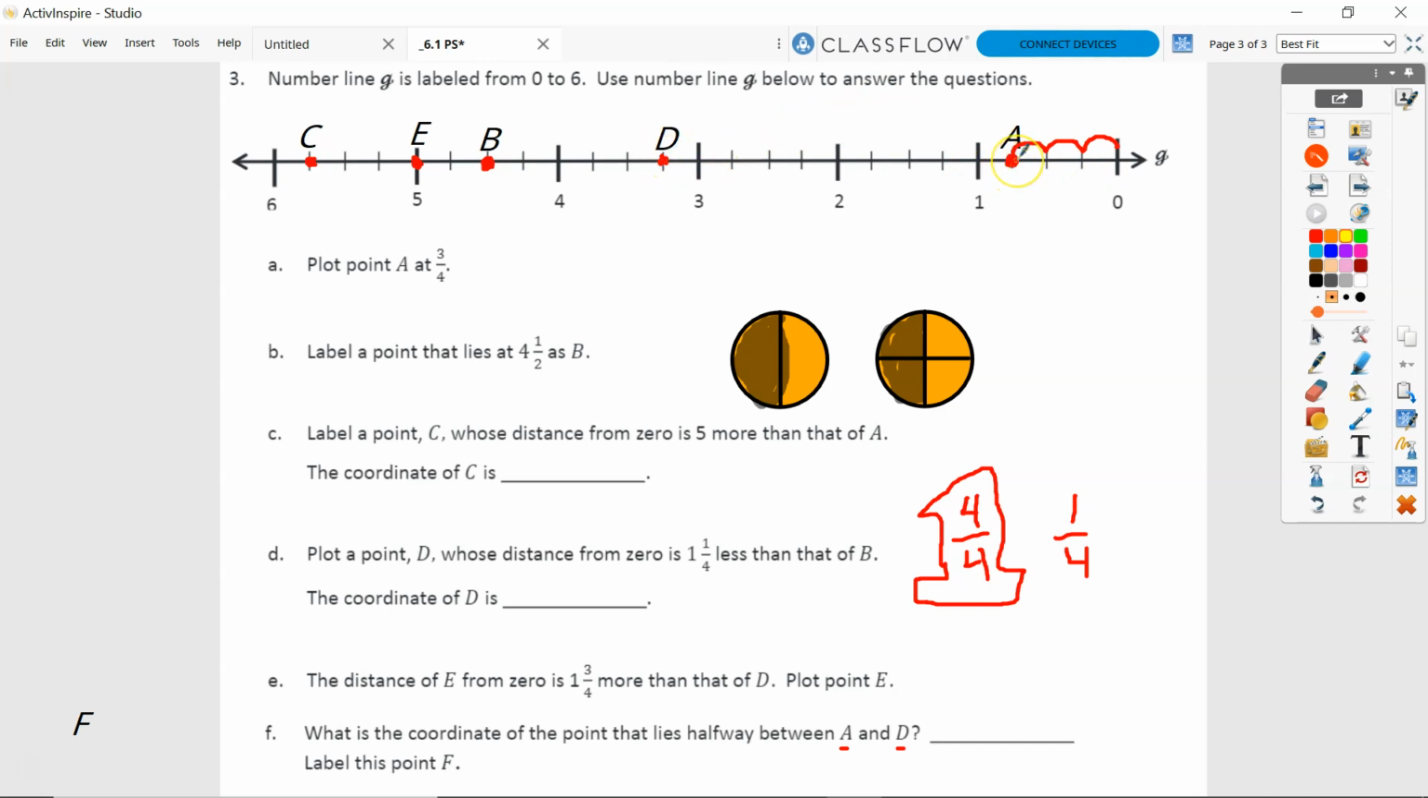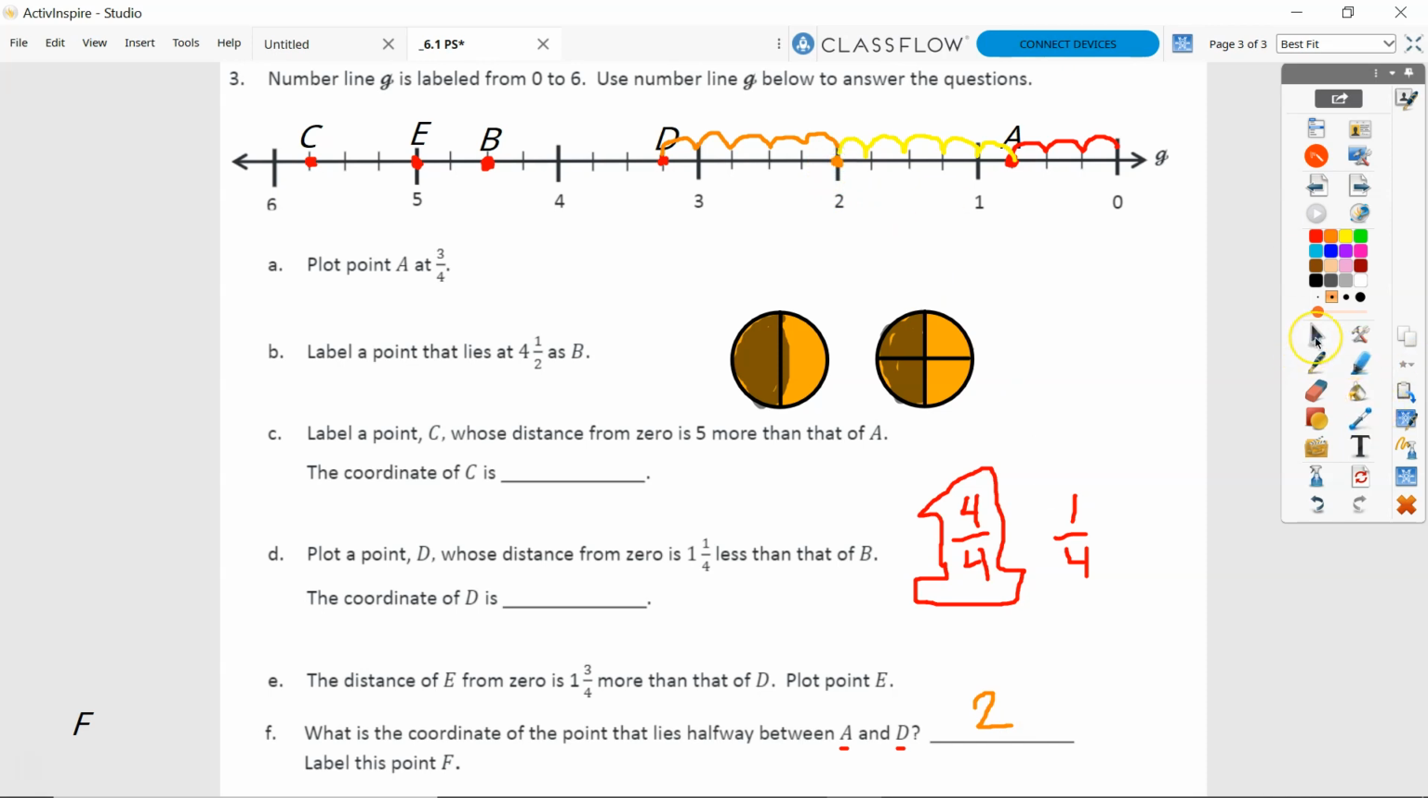So if A was traveling to meet up with D, it would take him 10 jumps. A said, I don't want to come all the way. Meet me halfway. So what's half of 10? Hopefully you said 5. So if A jumped 5, 1, 2, 3, 4, 5, and D jumps 5, 1, 2, 3, 4, 5, they will both meet up at 2. And we're going to label 2 F.